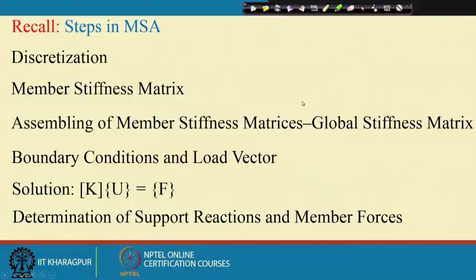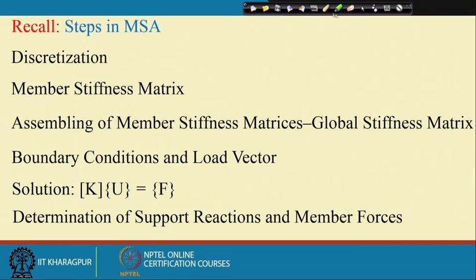Hello everyone, this is the third lecture of this week. We have been discussing the various steps involved in analysis of beams through matrix method of structural analysis. If you recall, these are the different steps involved in matrix method of structural analysis, and these steps we demonstrated in the context of truss problem. Same thing we have been doing for beam.